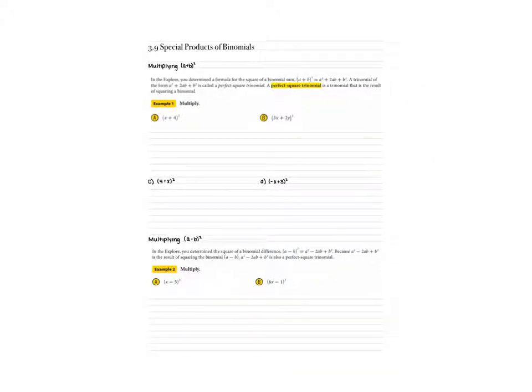3.9 Special products of binomials. When we have certain binomials that are being raised to a power of 2, we can use a specific formula in order to make things a little bit easier for ourselves so we don't have to FOIL out or distribute.